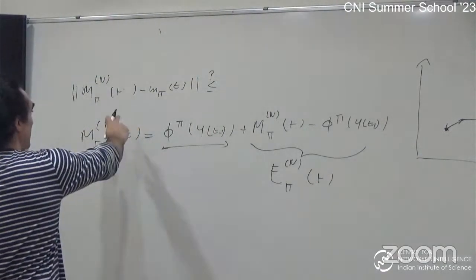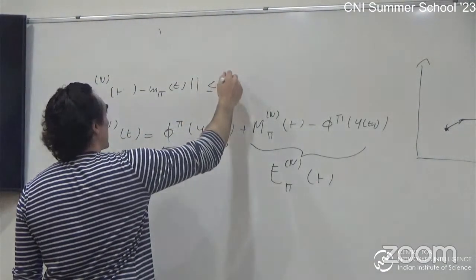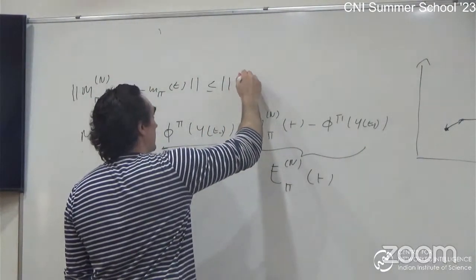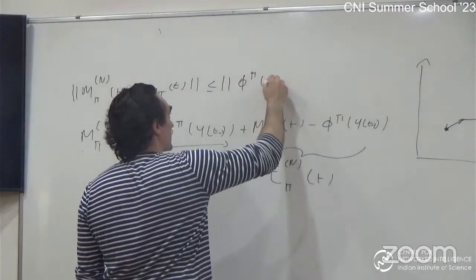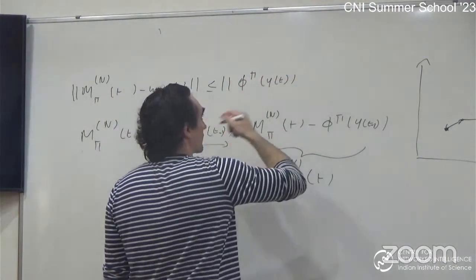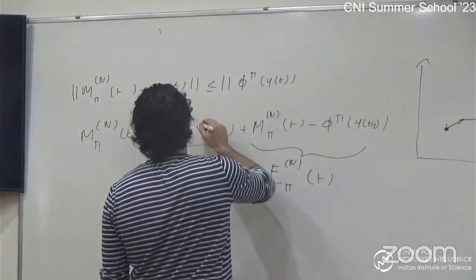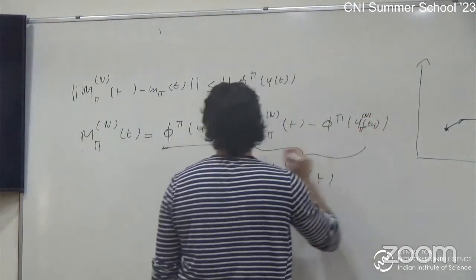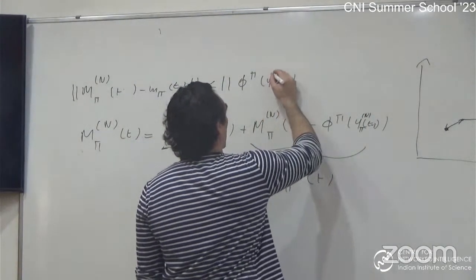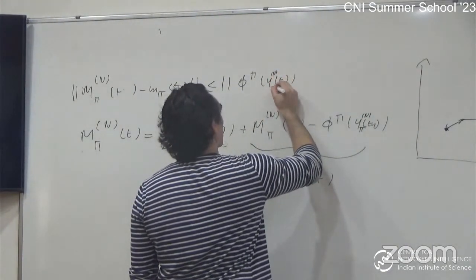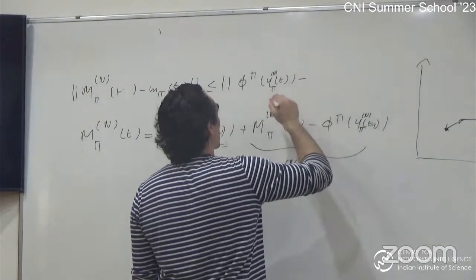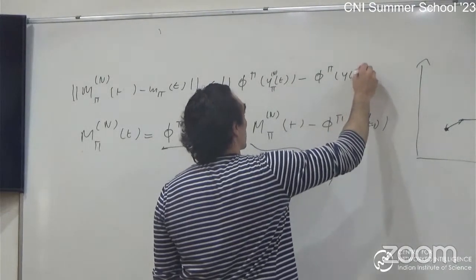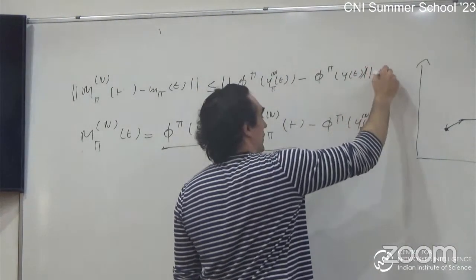So when I rewrite this now, I can just upper bound P pi of y of t minus y, sorry, there is an n. Y n pi minus P pi of y of t, plus 0.